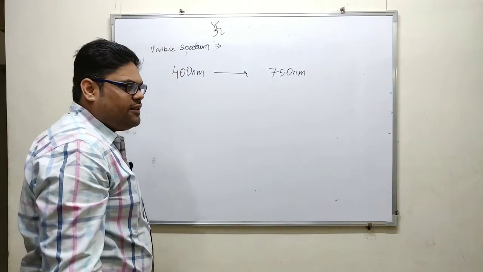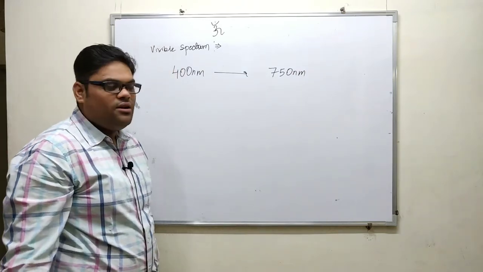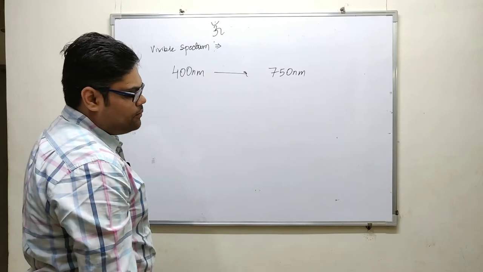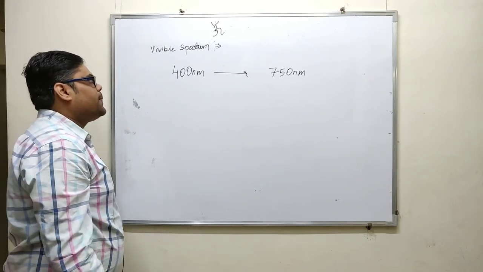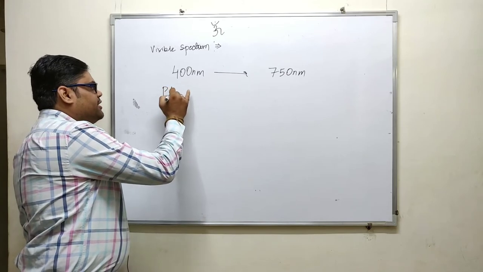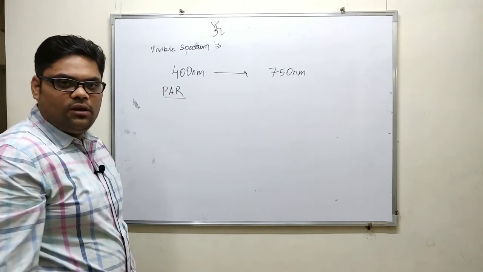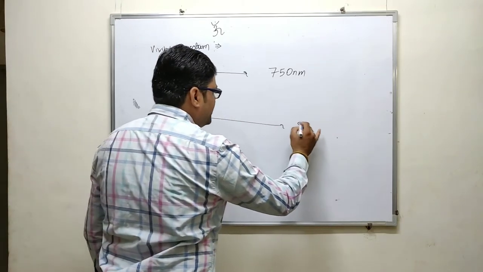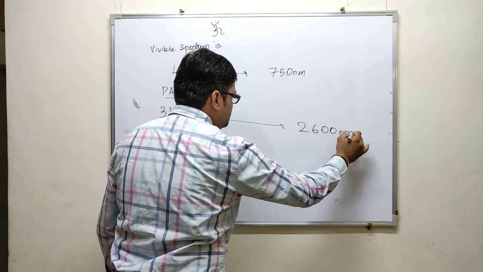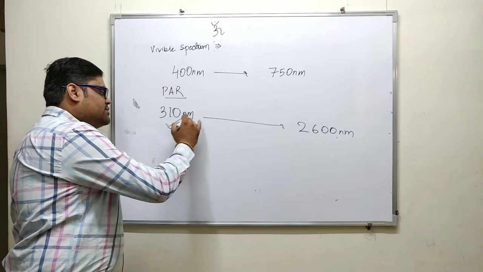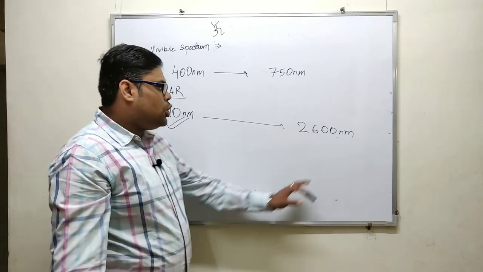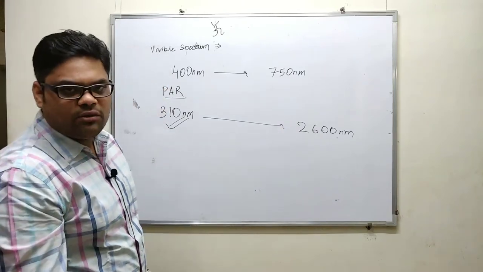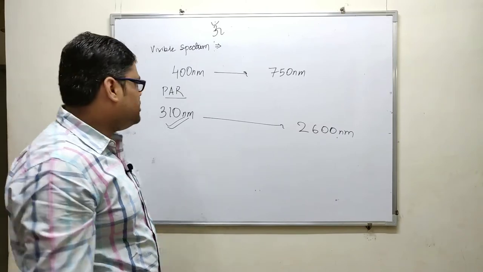Although we have different books, and in those books we have different statistical data, some good resources suggest that this spectrum is known as photosynthetic active radiation, PAR. And it is having a wavelength range of 310 nanometers to 2600 nanometers. 310 nanometers, that is the ultraviolet region. 2600 nanometers, that is the infrared region. Although the range of infrared radiations is up to 10,000 nanometers, the photosynthetic active radiation is till here.